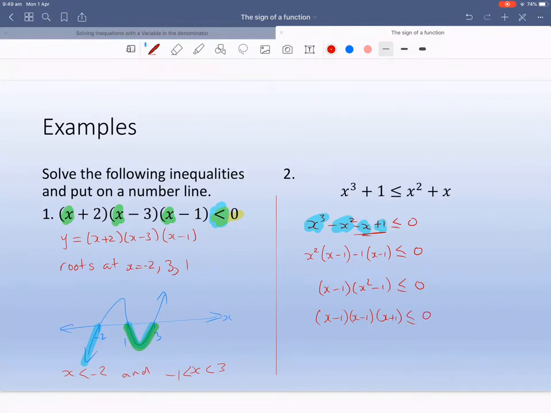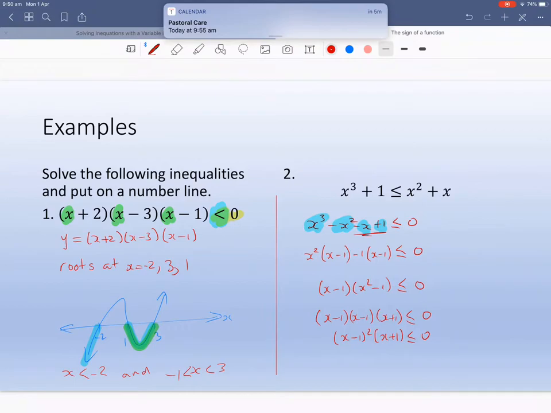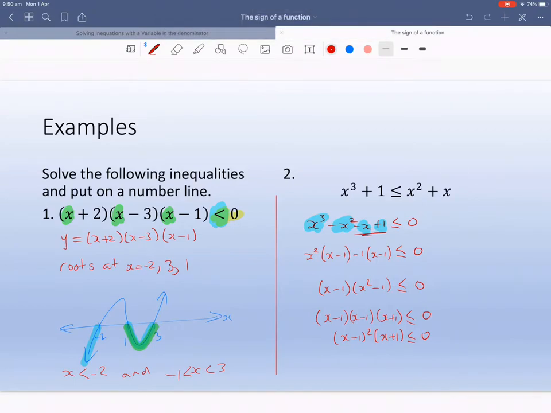Okay, I can do something. I've got x minus 1 times x minus 1, so that's just x minus 1 squared, and this is x plus 1. Okay. Ooh, now I know what this looks like. Once again, I know this is a cubic, and I know that it's a positive cubic. So it looks like this. All right. But I know something else.